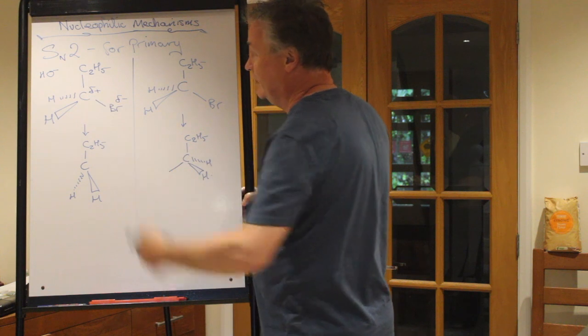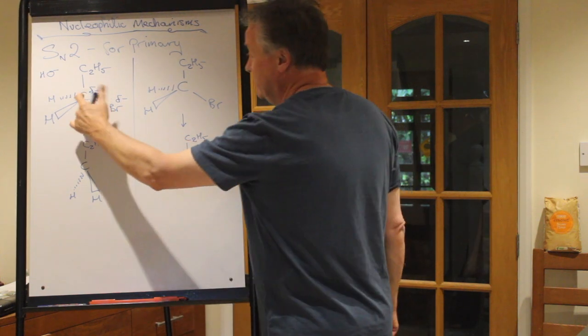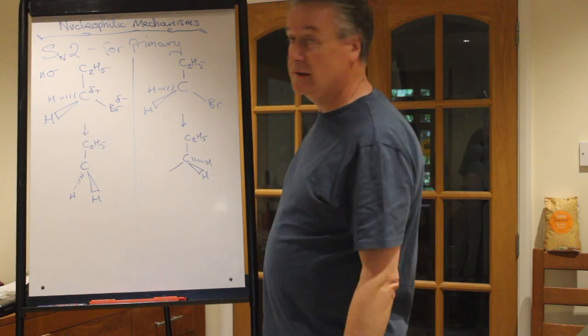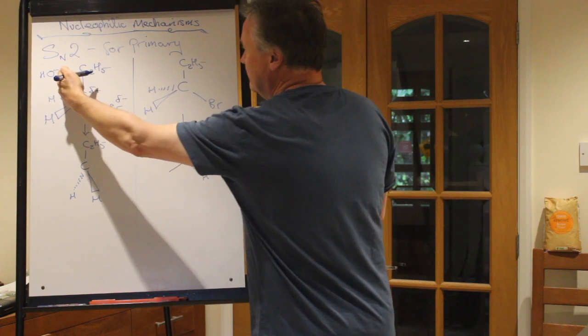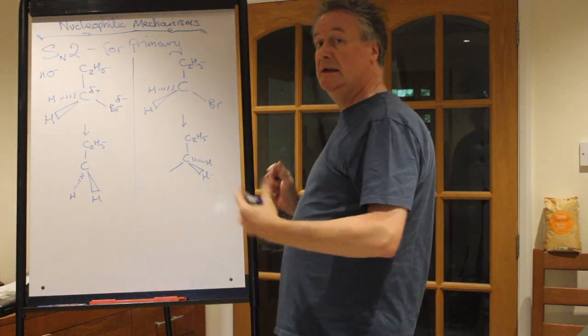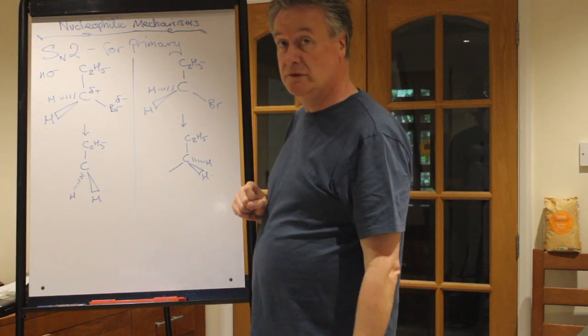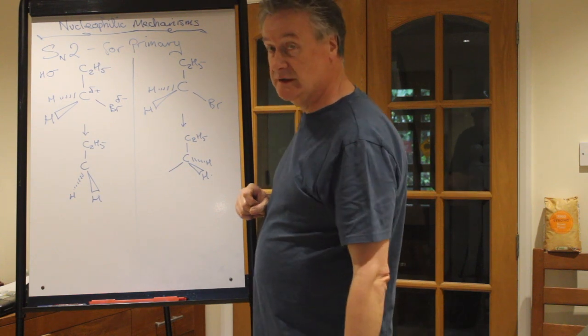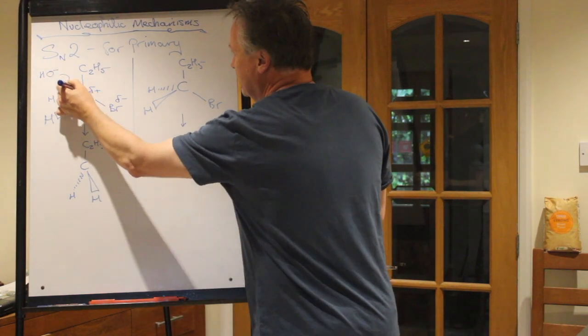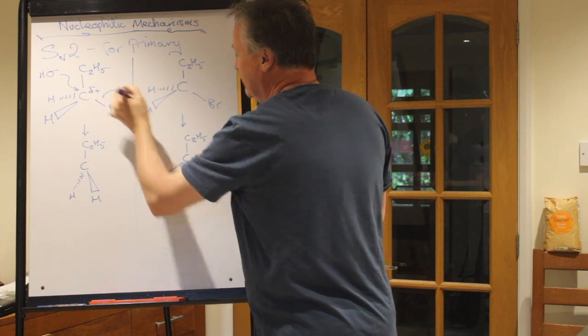Bromine, delta negative, makes the carbon delta plus, and electronegativities indicate that that will be the case. So the negative on the OH will be inexorably drawn towards the attractiveness of the delta plus. So it will go in there and that will get kicked out.